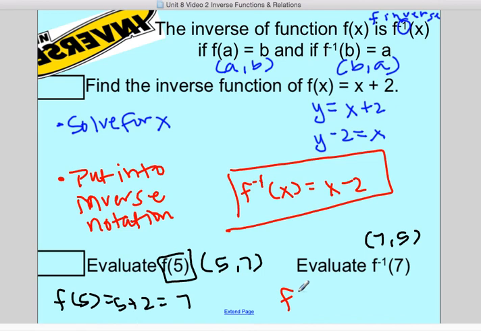So let's check if I found the correct inverse. So it's the inverse, so I'm using this. 7 minus 2, does that equal 5? Yes, it checks out. Okay, so that is an example of finding the inverse and then plugging in points to see if you did it correctly.